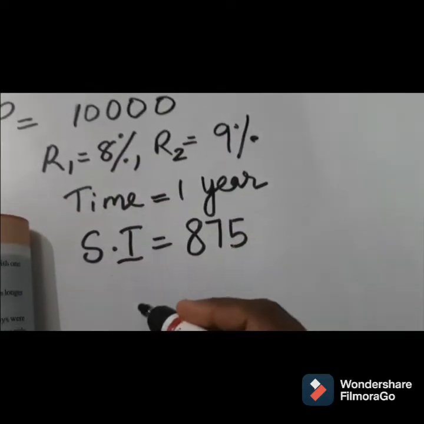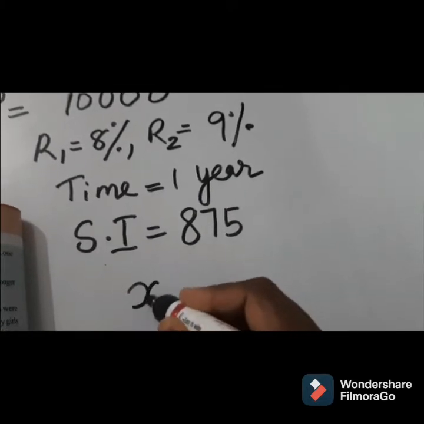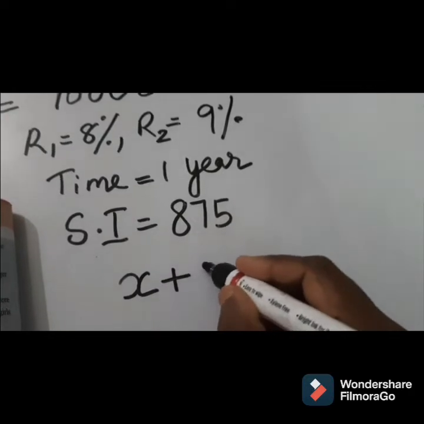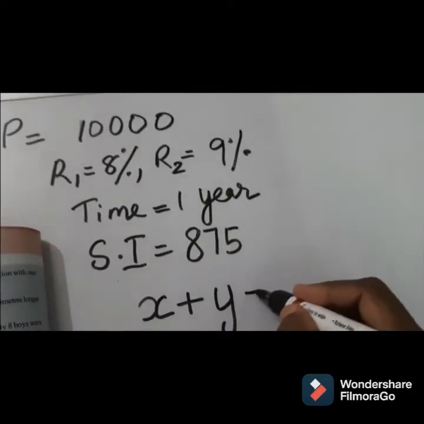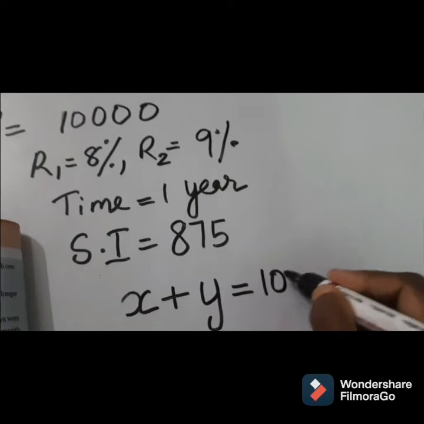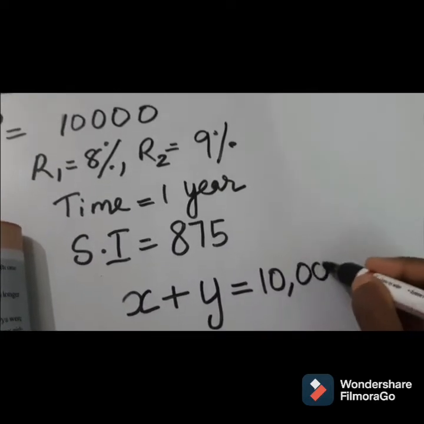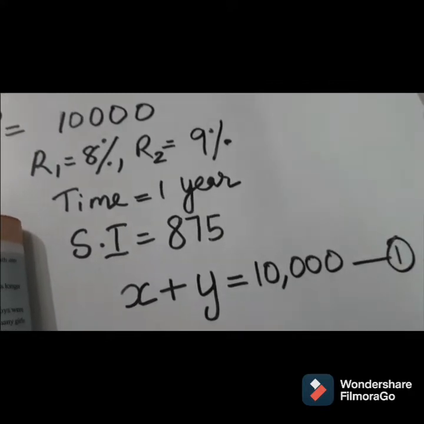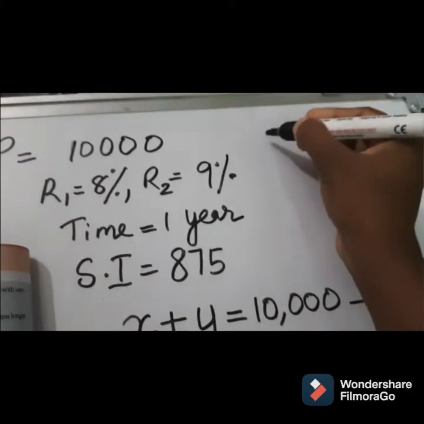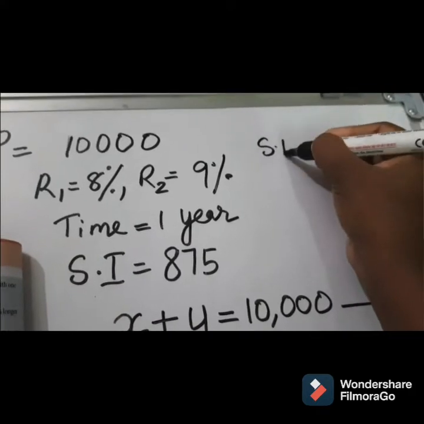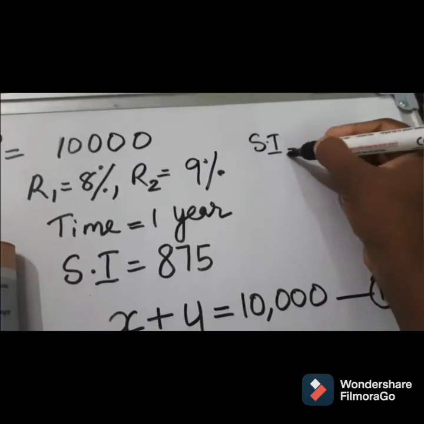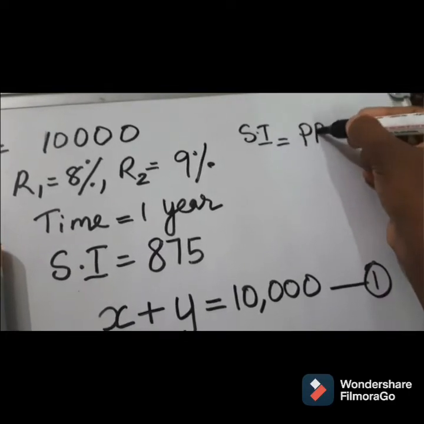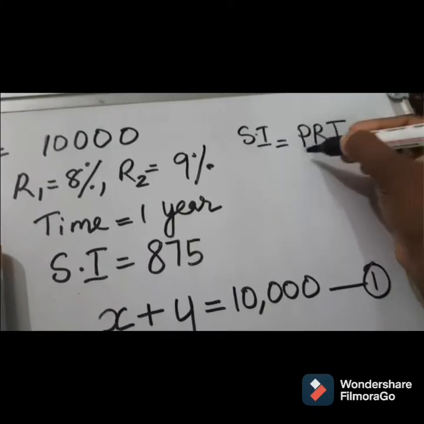So we don't know how much amount. We can write in the first scheme he put X, in the other he put Y. So total amount will come 10,000. We can write this as equation 1. Then we know simple interest. The formula is principal amount times rate of interest times time period upon 100.